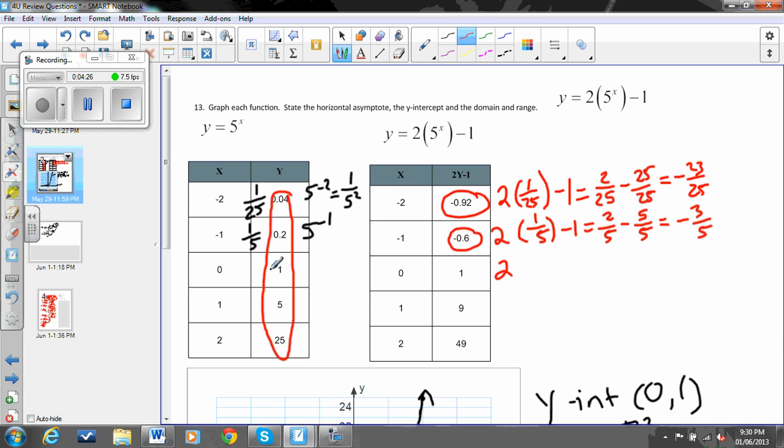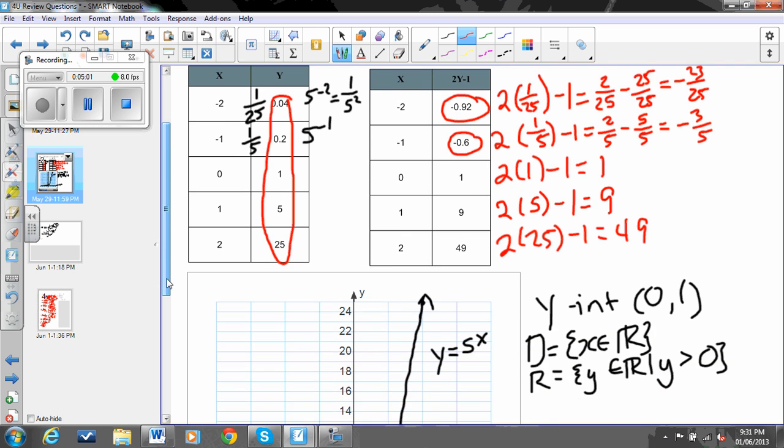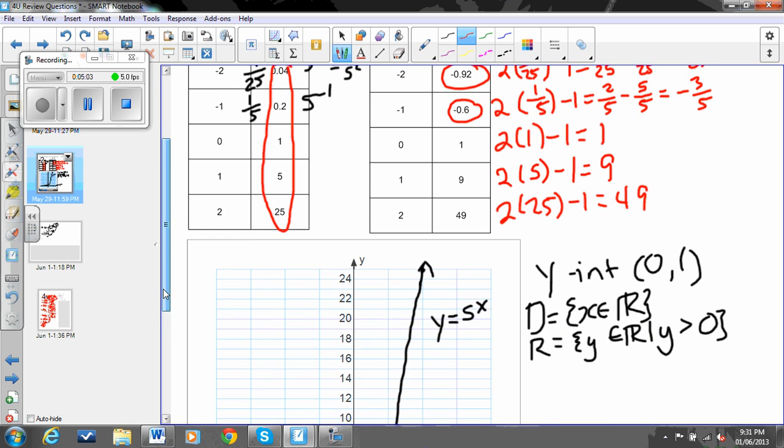If I take the original y value of 1, multiply it by 2, I get 2, subtract 1, gives me 1 back again. When x equals 1, my y coordinate is going to be 2 times 5 minus 1, which gives me 9. And when x equals 2, I take the original y coordinate of 25, multiply it by 2, and subtract 1, which gives me 49. Now 49 is not going to show up on my graph because it is too large a number, but the other points we can transfer onto the graph.